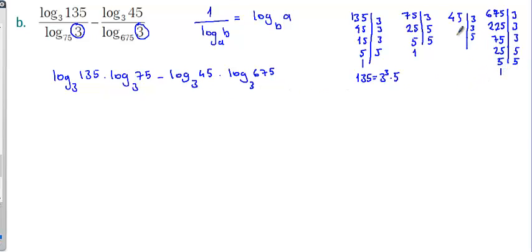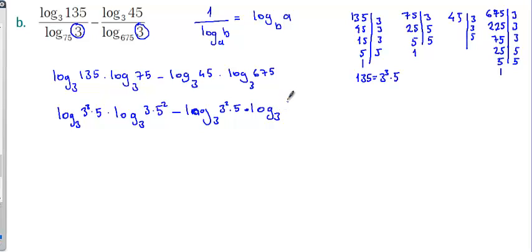So when we check all these numbers, 135, it's going to be logarithm base 3 of 135, which is equal to 3 cubed times 5, times logarithm base 3 of 75, which is 3 times 5 squared, minus logarithm base 3 of 45, which is equal to 3 squared times 5, times logarithm base 3 of 675, which is equal to 3 cubed times 5 squared. It should be okay.